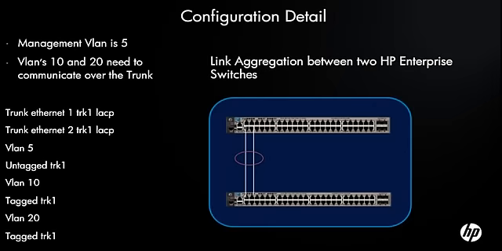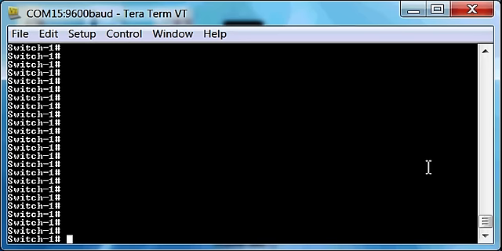So in this particular design example, our management VLAN is going to be VLAN 5, and we want to have VLANs 10 and 20 go over this particular trunk. We are going to use the trunk number 1 on both switches, and we're going to use ports 1 and 2 on both switches. The trunk number doesn't necessarily have to be the same on both switches, but we did that for ease of understanding today.